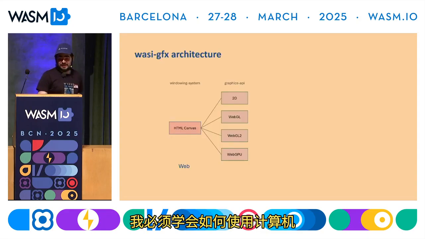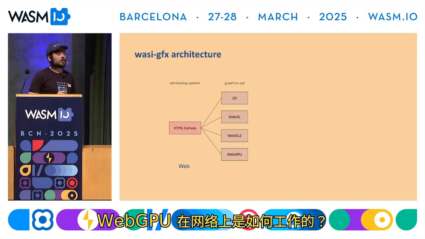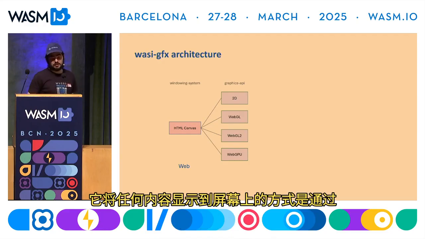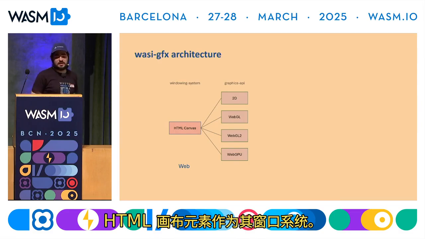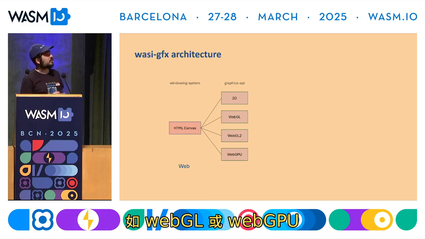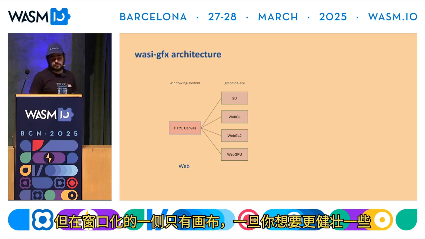So how does WebGPU work on the web? On the web, the way it displays anything to the screen, so its windowing system, is the HTML canvas element. And the HTML canvas element can be connected to a number of graphics APIs, like WebGL or WebGPU. But there's only the canvas on the windowing side.